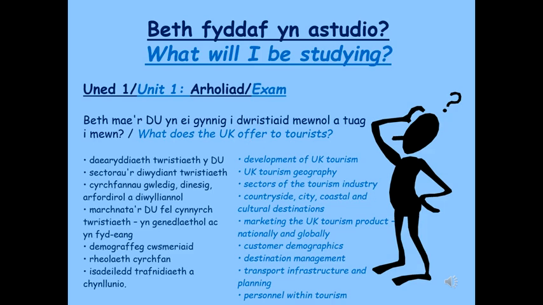In Unit 1, you'll be studying many aspects of the UK tourism product. We'll be looking at the development of UK tourism over the last 100 years. The UK tourism geography, that means where all the different locations are that people like to go on holiday. Sectors of the tourism industry. Different locations where people like to go on holiday, for example, countryside, city, coastal and cultural destinations.